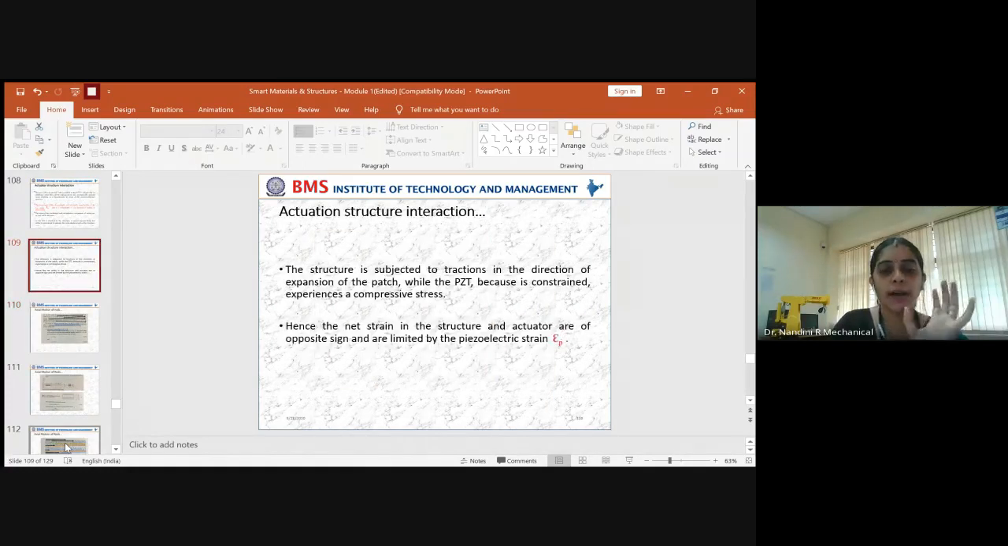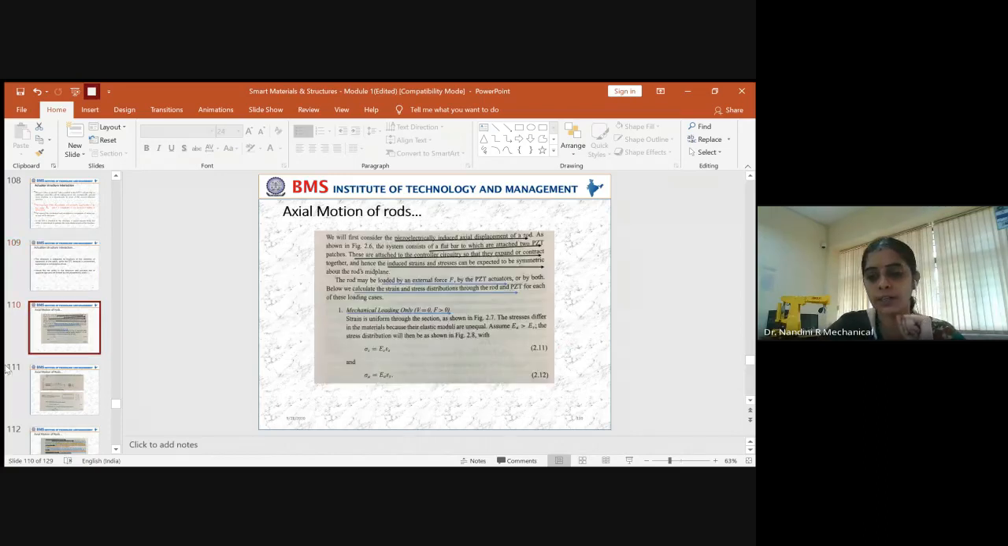So now you have understood the interaction between the actuator and the structure. With respect to the interaction, which thumb rules need to be followed? Based on these thumb rules, now we should derive small equations. So we will just focus on one condition now.